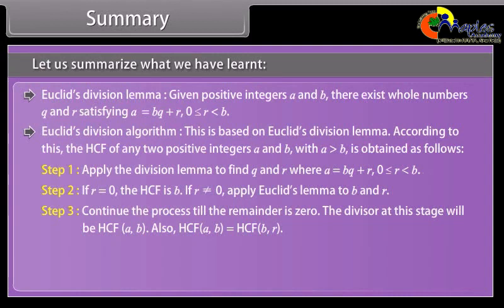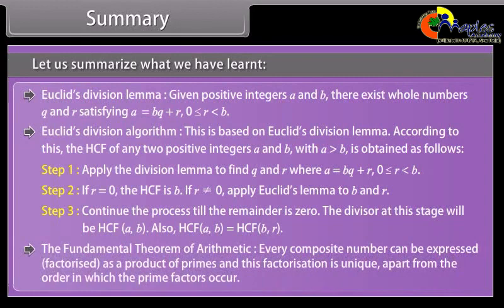Also, HCF(a, b) is equal to HCF(b, r). The fundamental theorem of arithmetic. Every composite number can be expressed (factorized) as a product of primes, and this factorization is unique, apart from the order in which the prime factors occur.